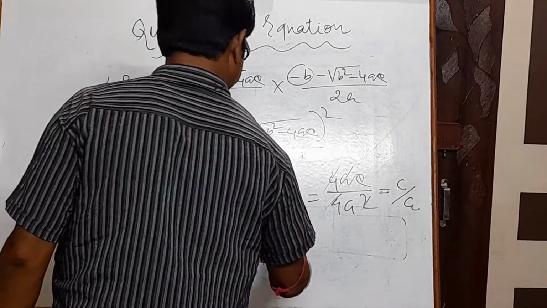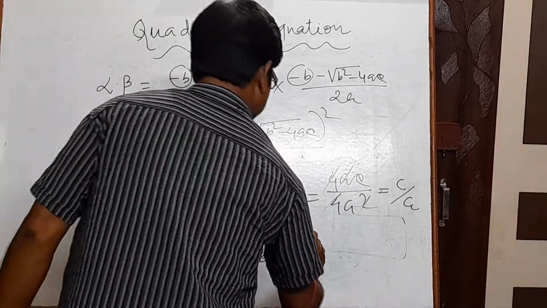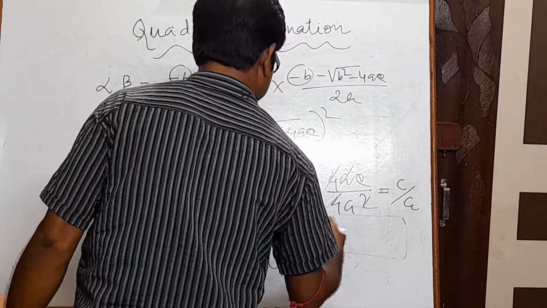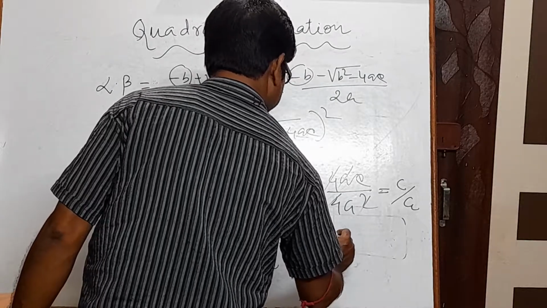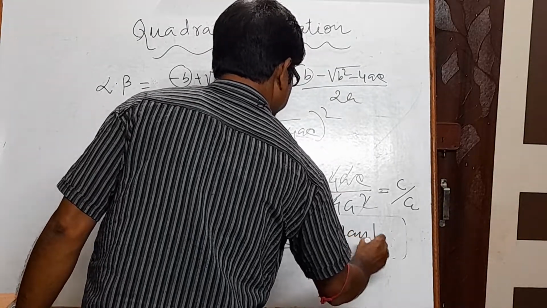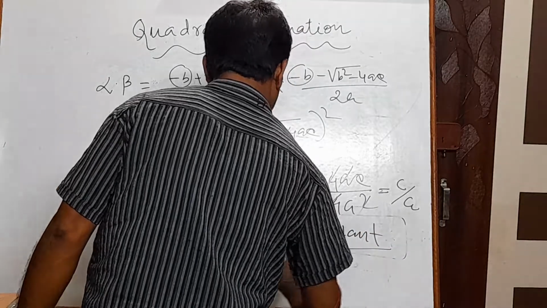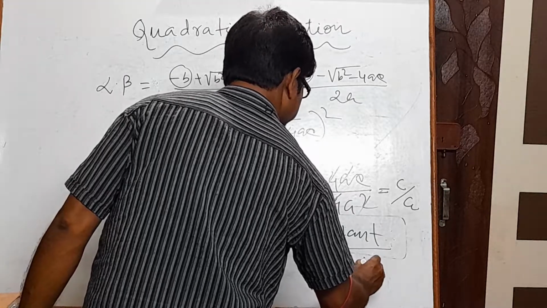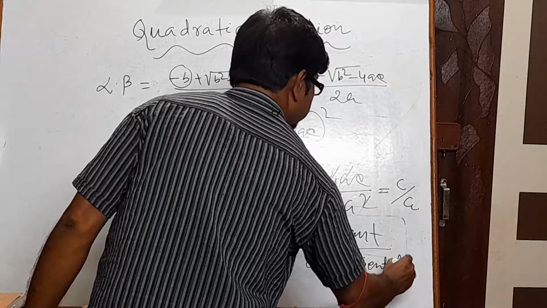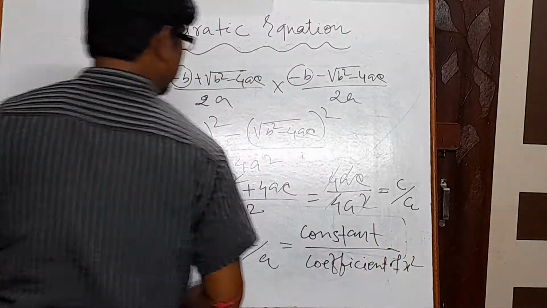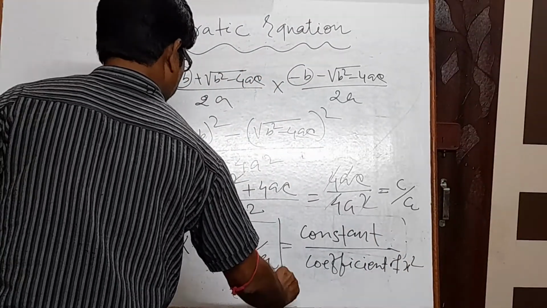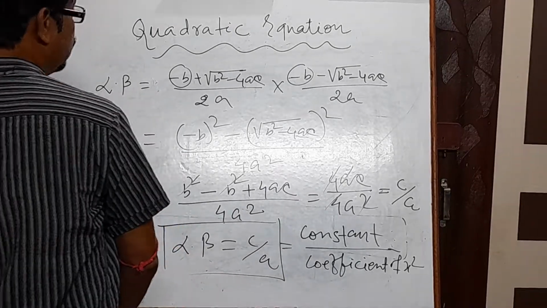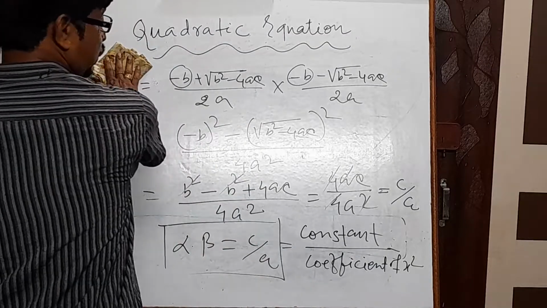C by a means what? C means the constant term. In ax square plus bx plus c, c is the constant term. And a means the coefficient of x square. Okay, so this is actually the product of the two roots. Pause the video to note it down.